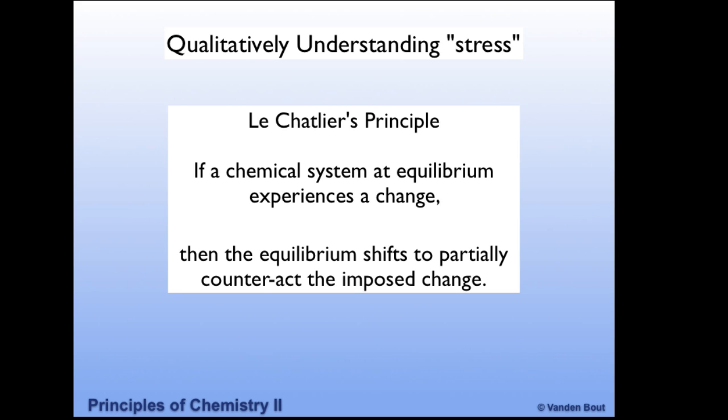Let's look at Le Chatelier's principle for stresses that involve changing an equilibrium by altering the temperature. As a reminder, Le Chatelier's principle says that if a chemical system is at equilibrium and it experiences a change, then the equilibrium will shift to partially counteract this change. That is, the new equilibrium that is established will have shifted towards the reactants or the products to partially undo the change you've imposed. What does that mean for a temperature dependence?